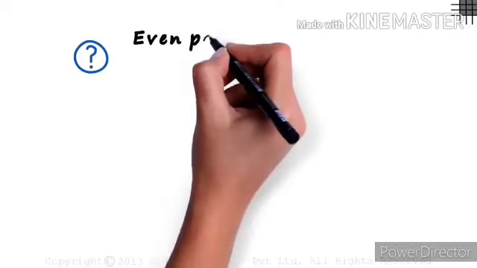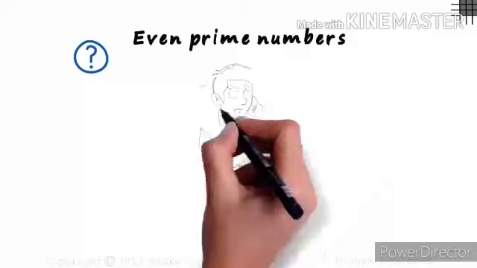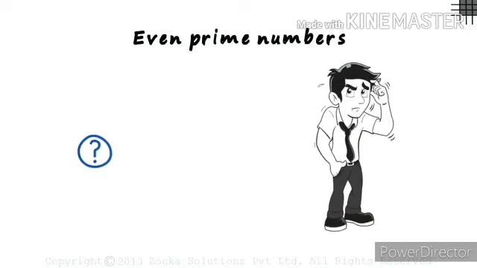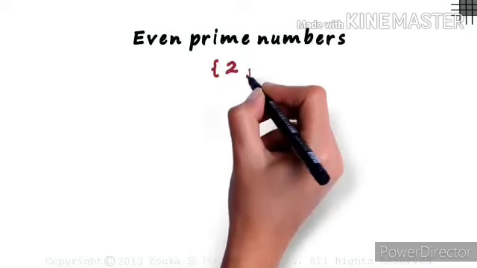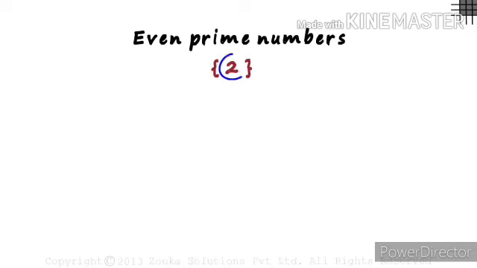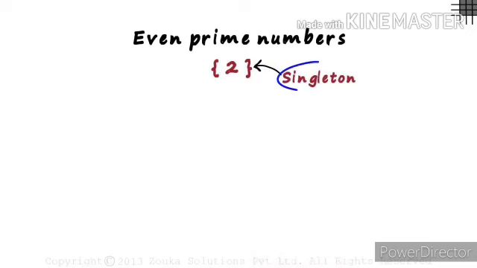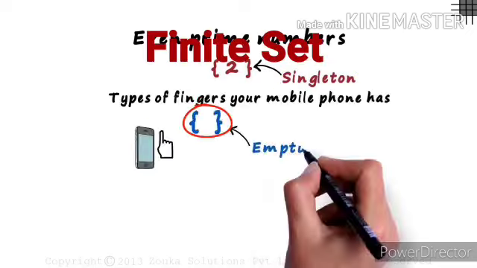Now, here is a tricky question. We have been asked to write the set of even prime numbers. Think about it. Which prime number do you know of that is even? Well, we have just one prime number that is even, and that is the number 2. Therefore, the set has just one element. These kinds of sets are called singleton sets. Singleton set has only one element.